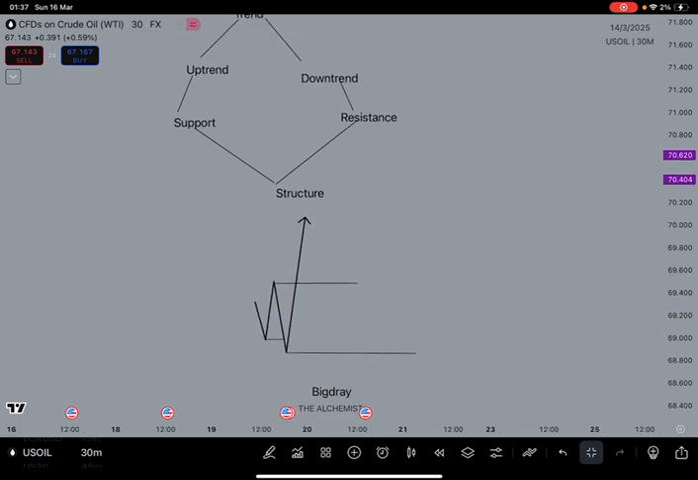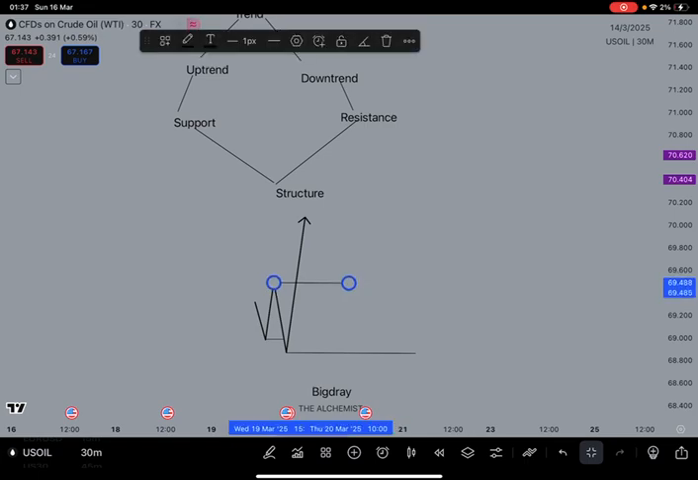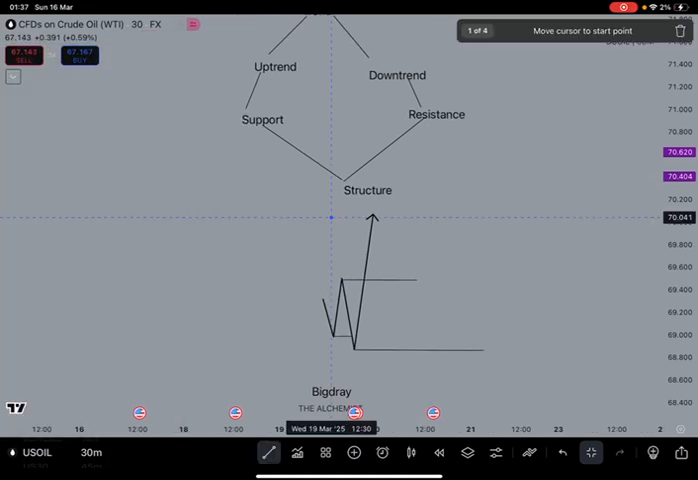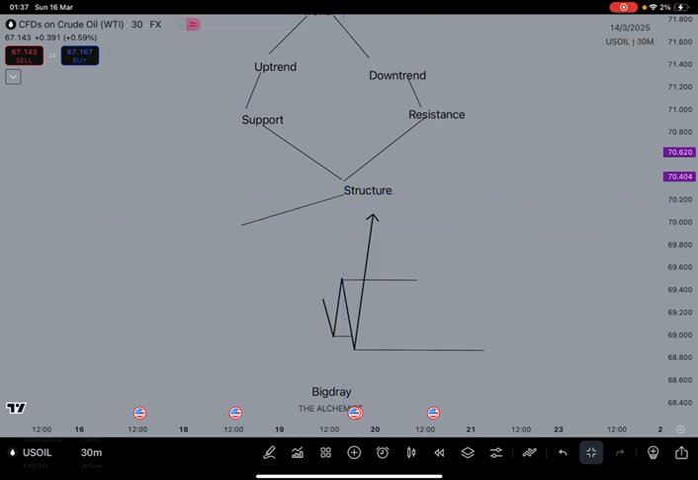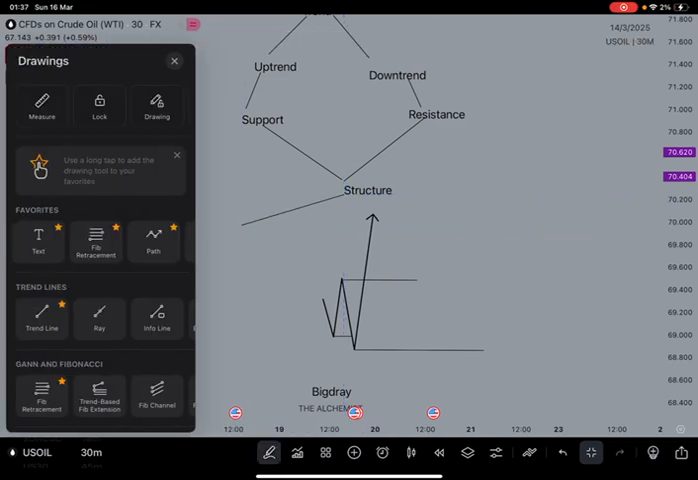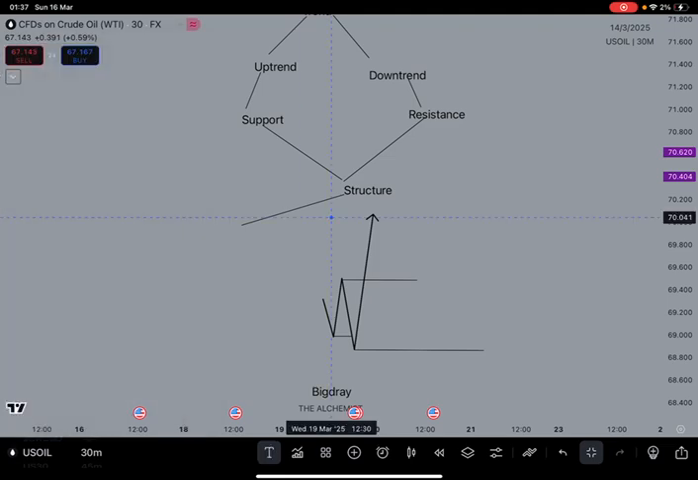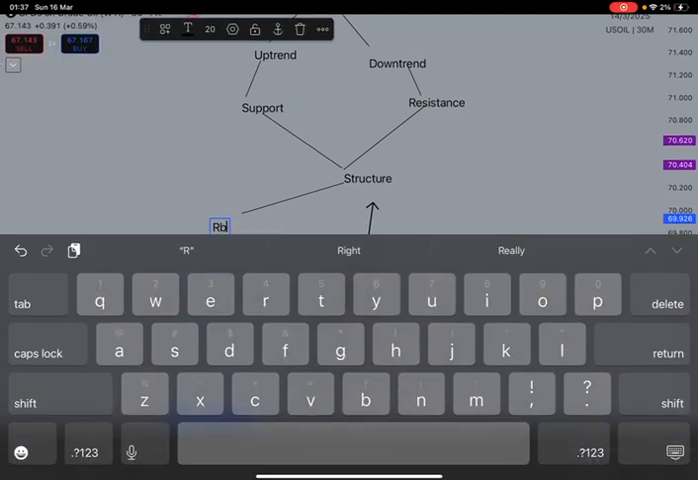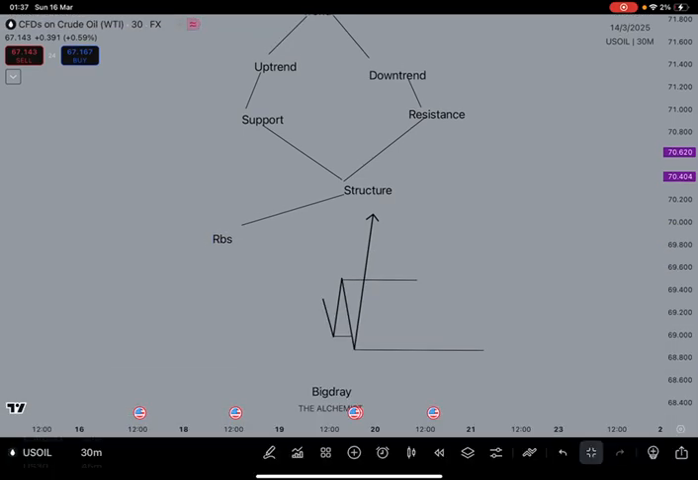Whenever the resistance gets broken, it turns into a what? A support. That is why we call it RBS. Resistance became support. We call it RBS. Resistance became support. You understand?